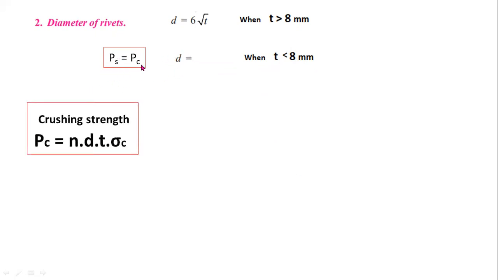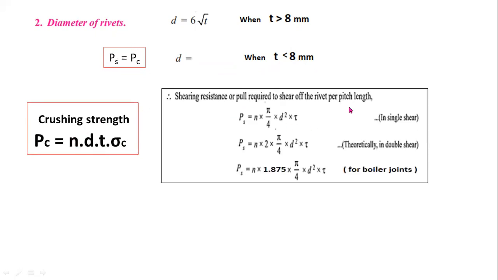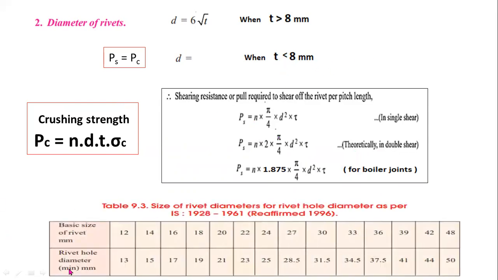Already we know the formula for PC equal to N into d into T into sigma C, and PS equal to N into pi by 4 d square into tau for single shear, N into 2 into pi by 4 d square into tau for double shear, N into 1.875 into pi by 4 d square into tau for double shear boiler joints. By equating these two equations, you can get the value of the diameter of the rivet when the thickness of the boiler shell is less than 8 mm. Now this is the standard table for choosing the diameter of the rivet and rivet hole.